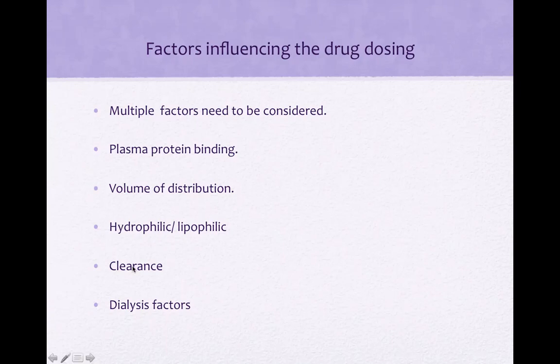Now, the clearance. Clearance again depends on multiple factors. It depends on the properties of the RRT, like the type of RRT, the filter you're using, the material of the filter, the surface area, permeability of the filter, the RRT flow, the ultrafiltrate flow, the blood flow, dialysate flow, pre and post dilutions, the membrane pore size, sieving coefficient, and so on. All forms of RRT work through two different therapies, that is diffusion and convection. By far, convection therapy removes antibiotics of higher molecular weight compared to the diffusion therapies.